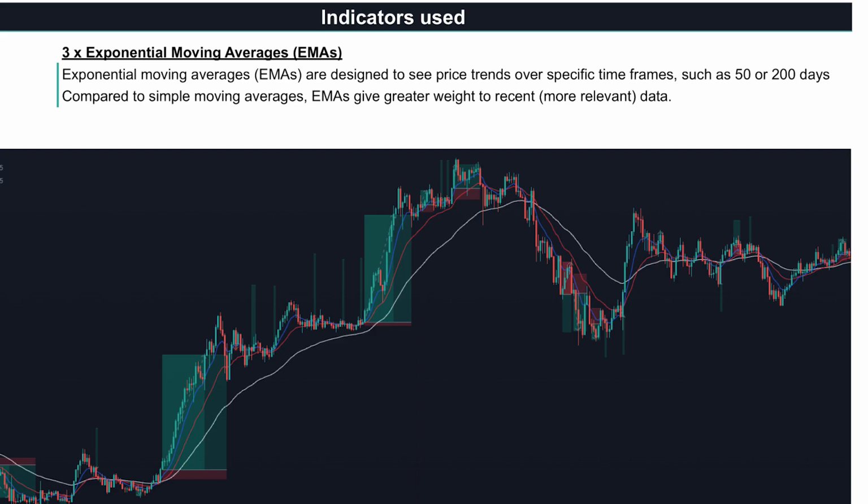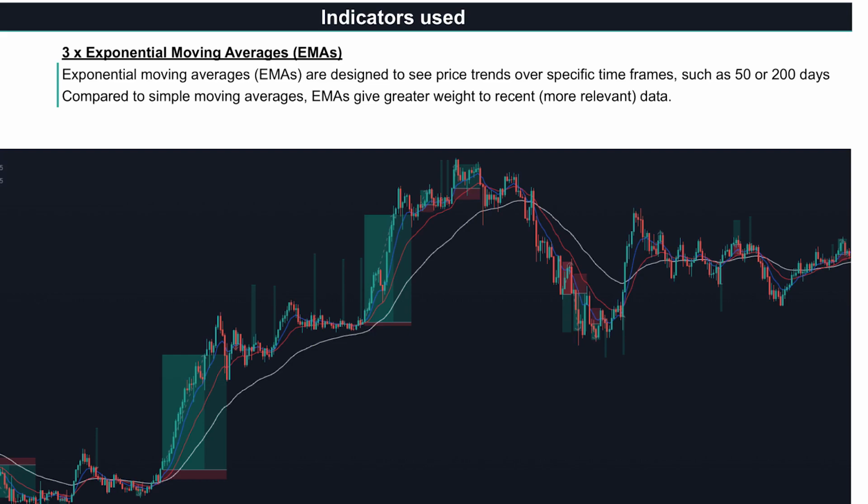So the exponential moving average, also called EMA, is a technical chart indicator that tracks the price of an investment, like a stock or commodity, over time. The EMA is a type of weighted moving average that gives more weighting or importance to the recent price data.